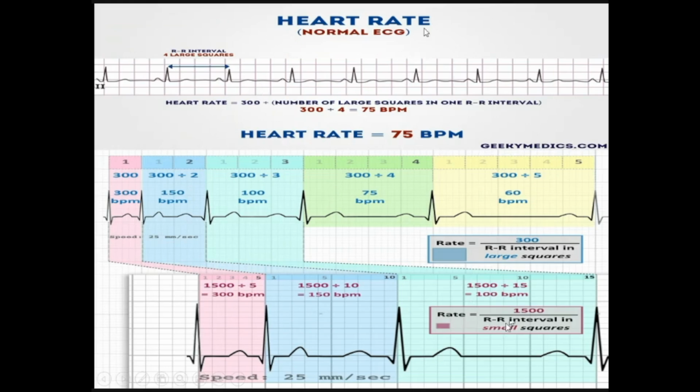Usually we'll take the easier way. 300 divided by the large boxes. How many between the RR interval in a normal ECG? You can see there are 3 big boxes, so 300 divided by 3 is 100. When the RR interval is prolonged, your heart rate comes down, because 300 divided by 4 is 75. This is the simple thing. You all know this.